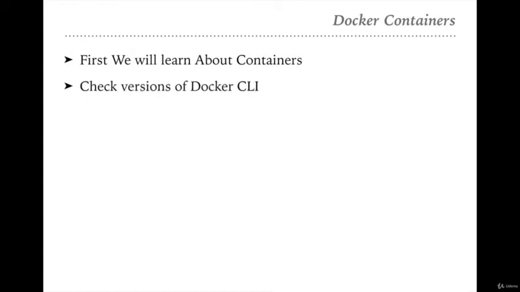To start with this section, we will learn about the versions of the Docker CLI and Docker Engine. When I'm talking about the Docker CLI, I'm saying Docker Client, and when I'm saying Docker Engine, I'm talking about the Docker Server. So first, we'll check the versions of the Docker installed on our machines.